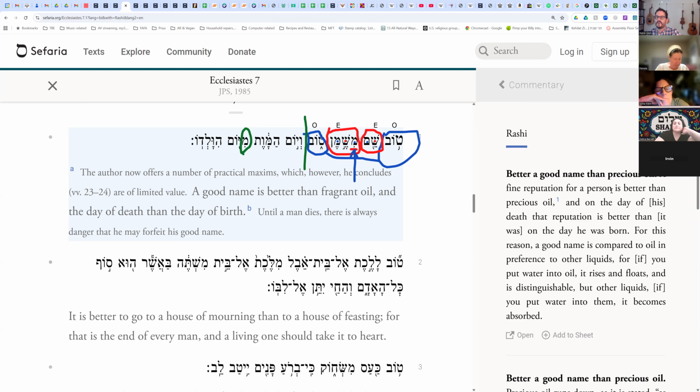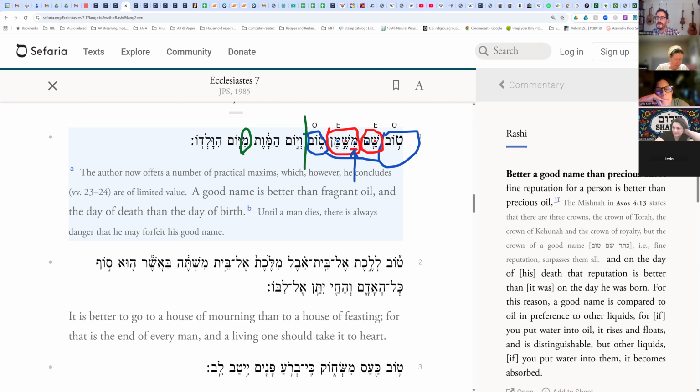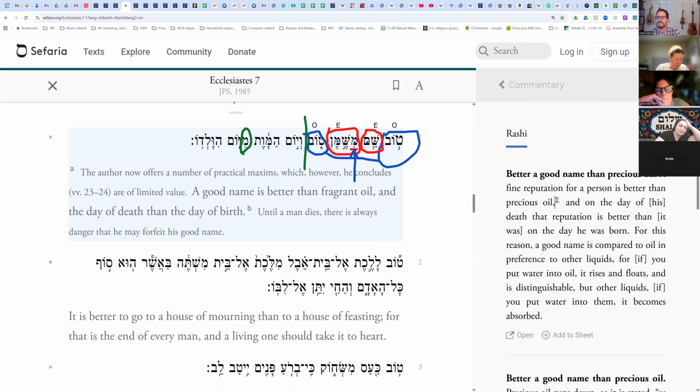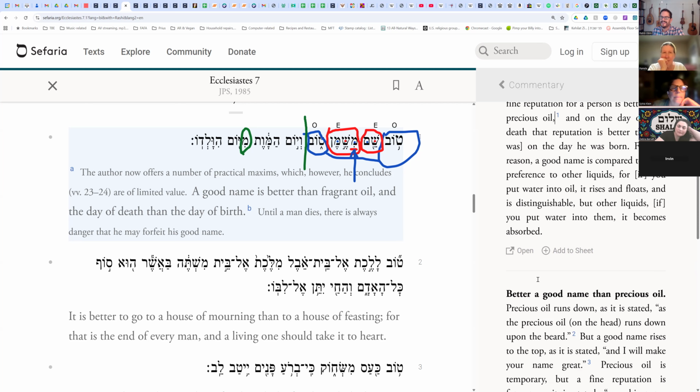Better a good name than precious oil. A fine reputation for a person is better than precious oil. And oh yes, the crown of a good name. We use that all the time as an idea, and we talked about it a couple of years ago. And on the day of his death, then that reputation is better than it was on the day he was born. For this reason, a good name is compared to oil in preference to other liquids. For if you put water into oil, it rises and floats and is distinguishable. But other liquids, if you put water into them, it becomes absorbed. Well, that's interesting, Rashi.